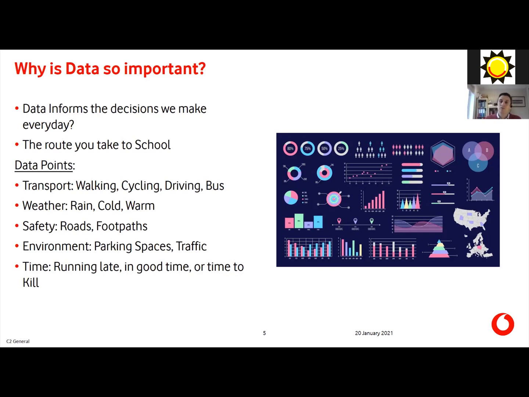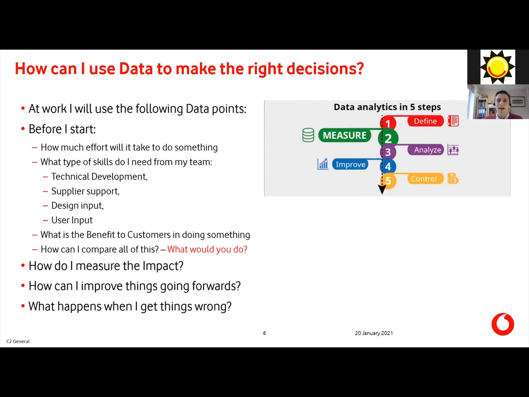But in my line of work, I might use spreadsheets or software to help me make those decisions if I have lots of data points and my brain just can't cope with all those data points. So then thinking about how I use data to make the right decisions. So in the previous example, you might have decided it's a warm day, I've got plenty of time, I'm going to walk to school. Or we're running late, it's raining, it's cold, please can we drive?